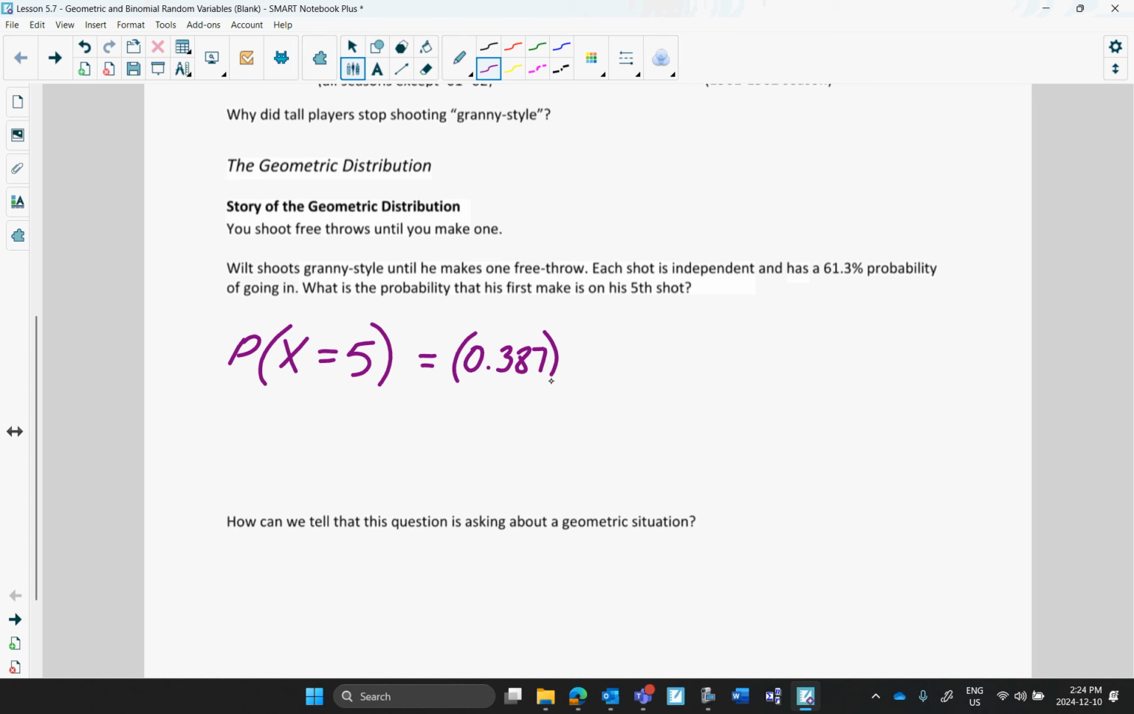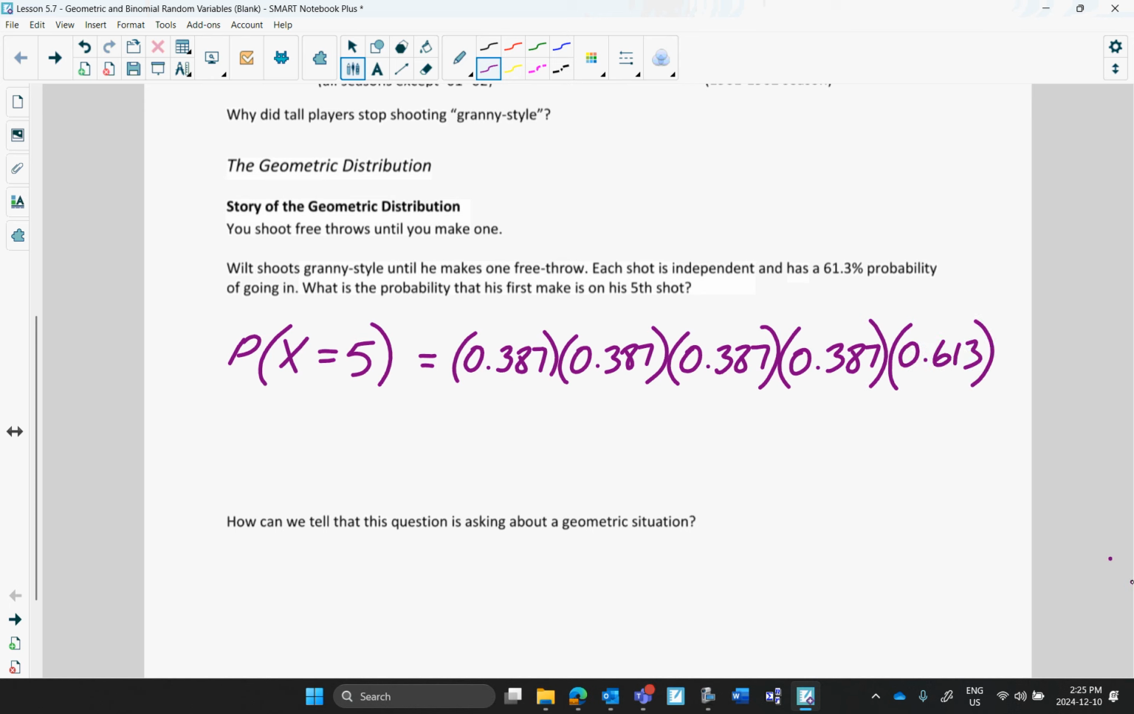What's the probability that he misses on the first and misses on the second? And times misses again. Because he doesn't make one until the 5th. So on the third one, he misses. So what's the probability of missing and missing and missing? Times 0.387. Same with the fourth one. The only time I change it is when he makes it on the 5th one. So this would calculate his probability that he misses the first 4 and makes the 5th.